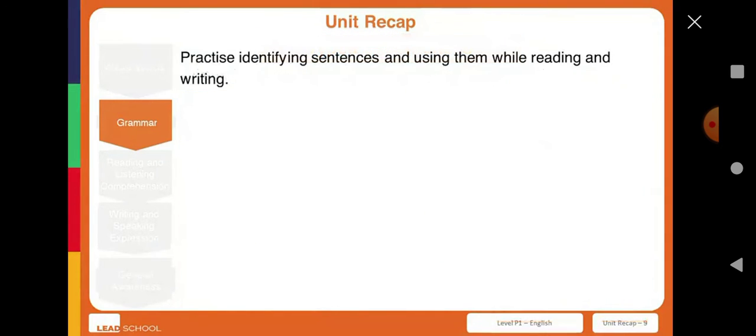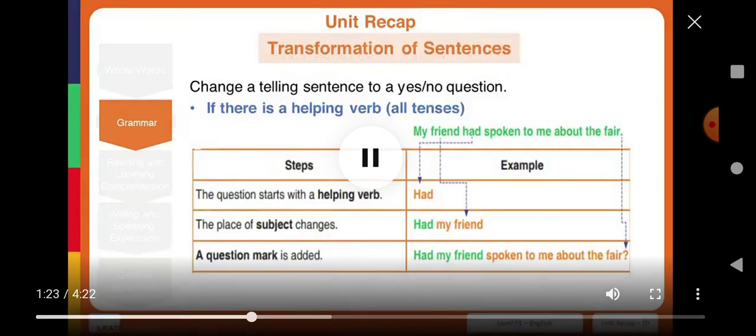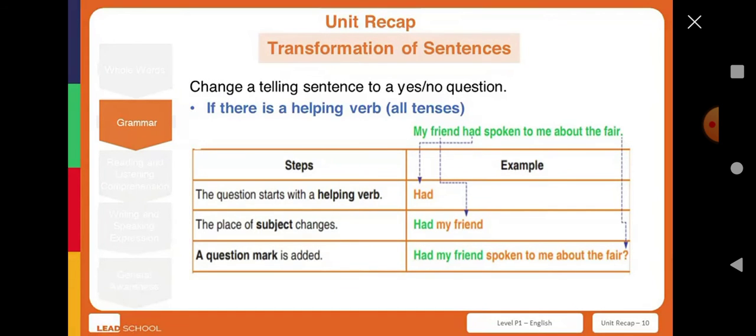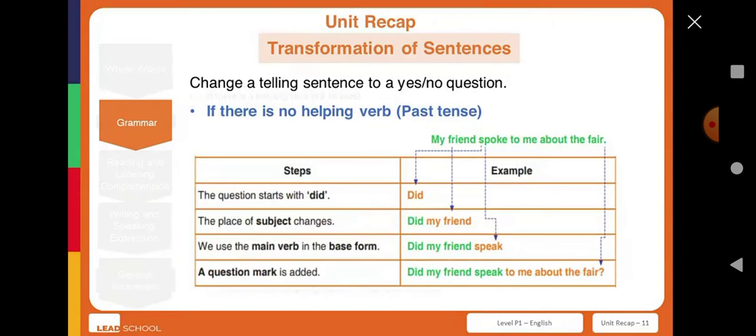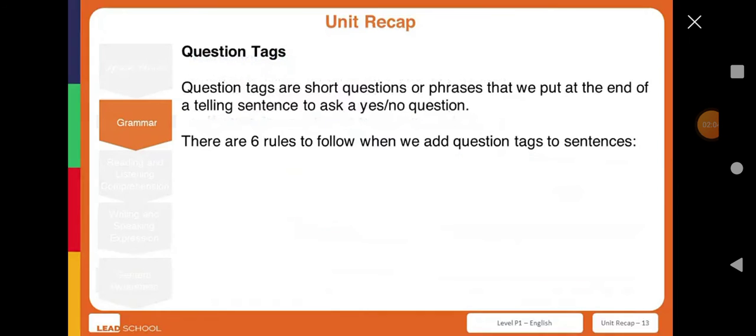We learned and practiced how to identify sentences and use them while reading and writing. We learned how to change a telling sentence into a yes or no question if there is a helping verb. We looked at sentences in the past tense. We looked at sentences in the present tense. We also learned that question tags are short questions or phrases that we put at the end of a telling sentence to ask a yes or no question.